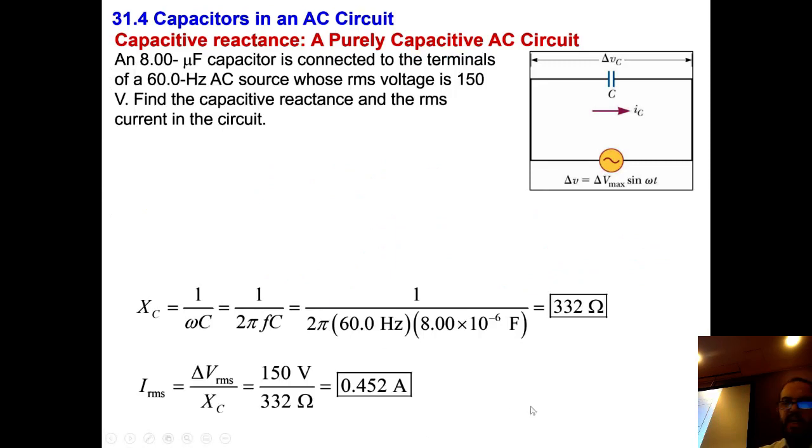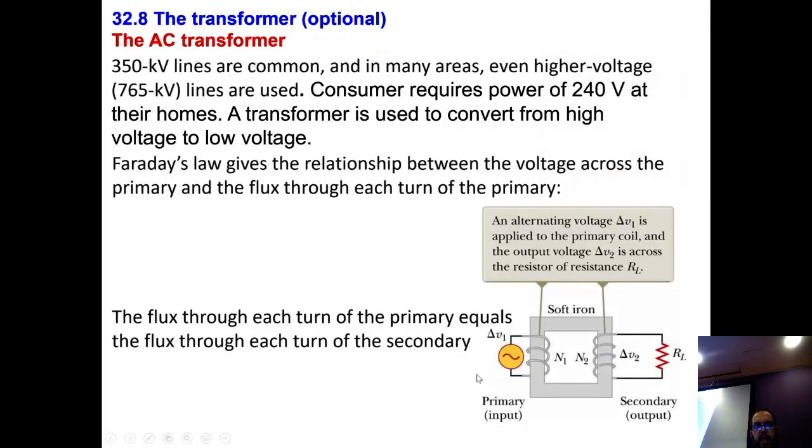Okay, so the capacitive reactance, 1 over omega C, is now 332 ohms. And I RMS is equal to 150 divided by 332 ohms, which is 0.452 amps. Okay? All right.